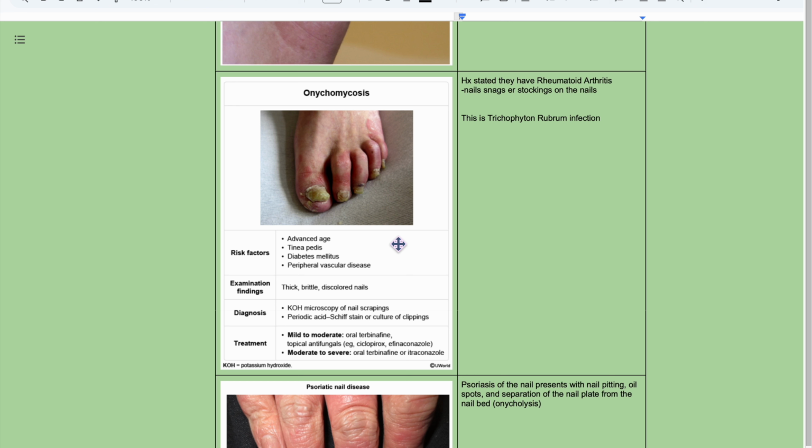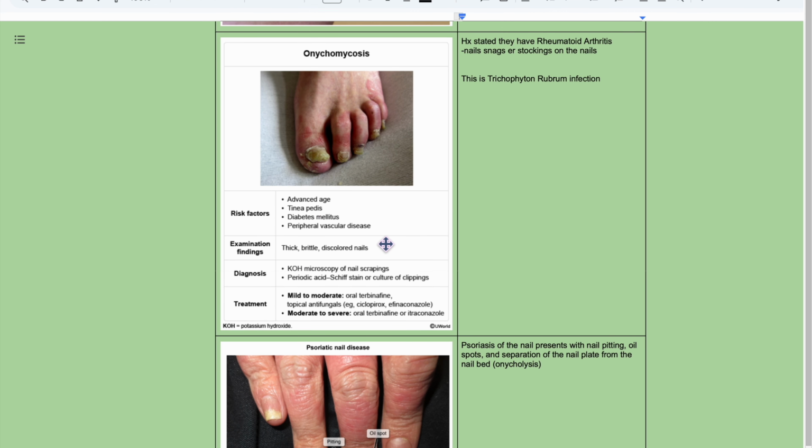Diagnosis is KOH microscopy of nail scrapings, periodic acid-Schiff stain, or culture of clippings. Treatment for mild to moderate is oral terbinafine, topical antifungals, for example, ciclopirox, and whatever that is. Moderate to severe is oral terbinafine or itraconazole. Okay, basically antifungals.